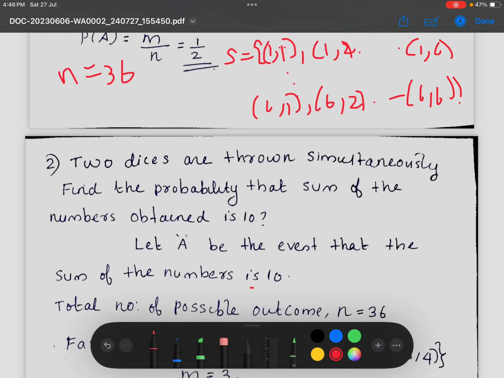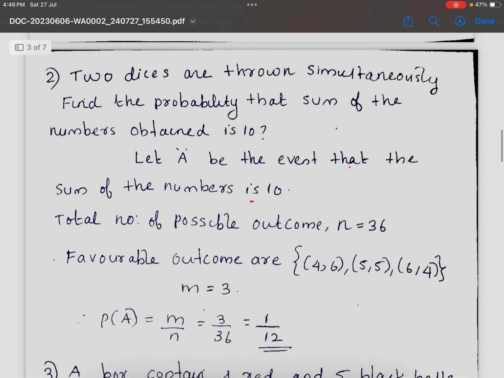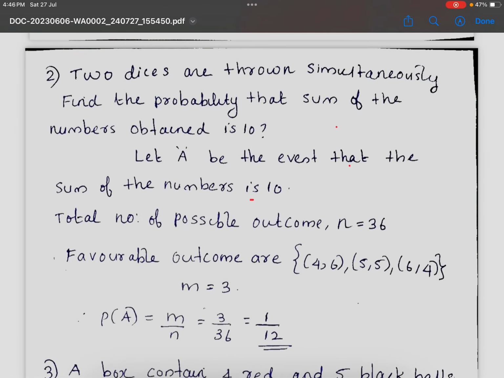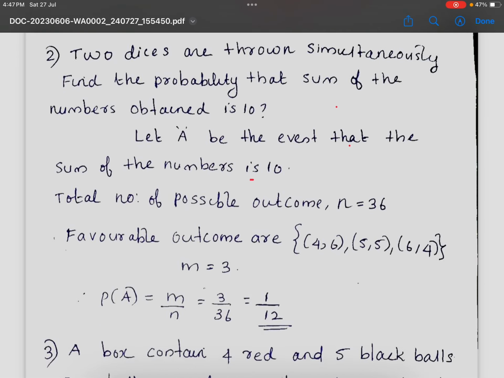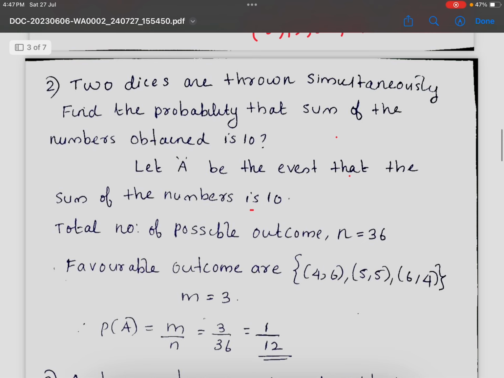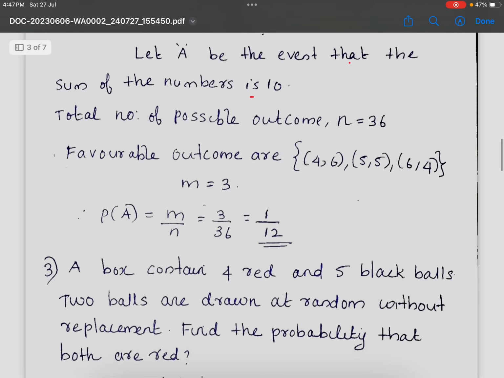Then we have to find the probability that the sum of the numbers obtained is 10. The favorable outcomes are (4,6), (5,5), (6,4). That is, m is equal to 3. Then the probability of A is equal to m by n, where m is 3 and n is the total number of possible outcomes, 36. So it is 3 by 36, that is 1 by 12.